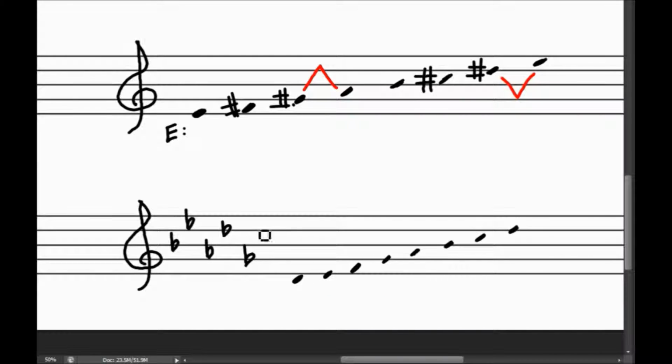If you're given a flat key and you want to know what the key is, the name of the key is always the next to last flat. So this is the one on the end, and this is right before it. So this is the key of D flat major.